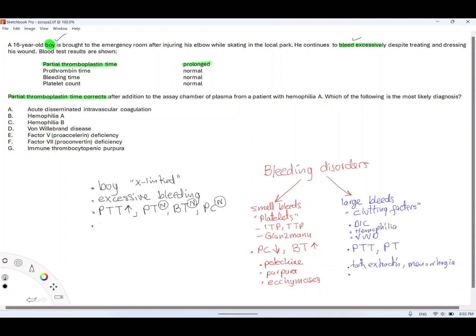Hemophilia A blood corrects PTT. Okay, that's the four pieces of information. Whatever meets these criteria is our diagnosis. So let's go through these choices.